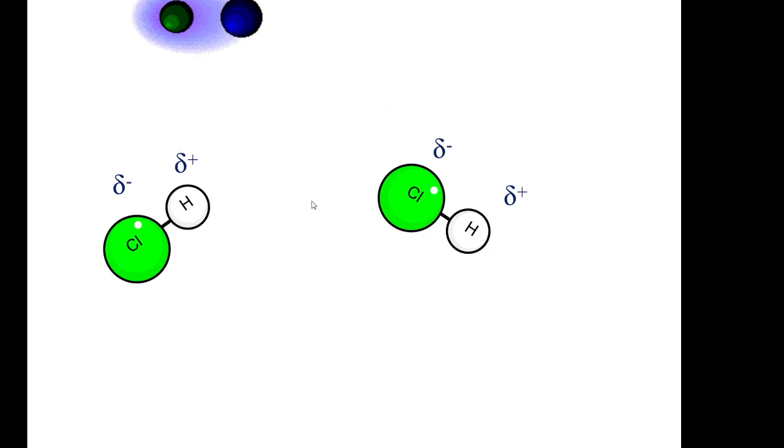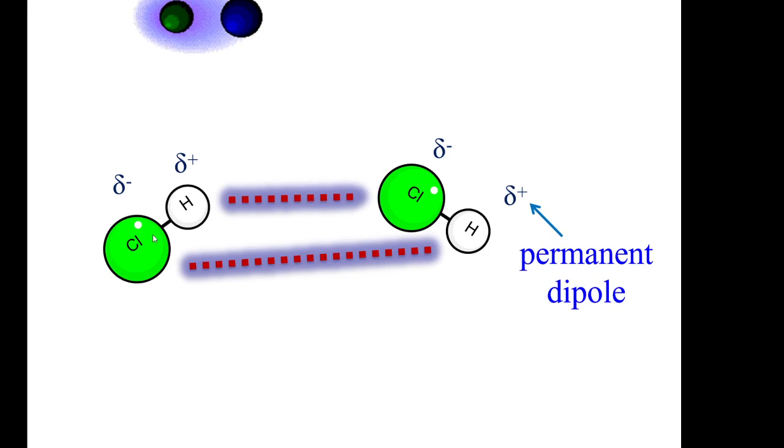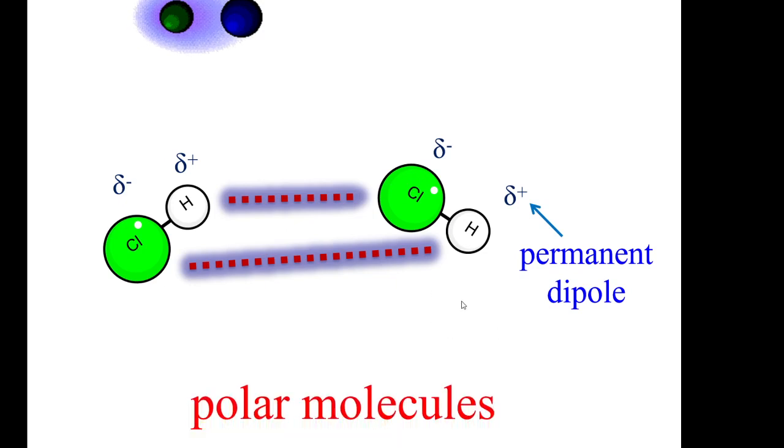You have a positive side, negative side. It's permanent dipoles, and therefore the chlorine attracts to the hydrogen side, and the chlorine over here attracts to this hydrogen side. And so those are the intermolecular forces right there. So relatively strong, not our strongest though.